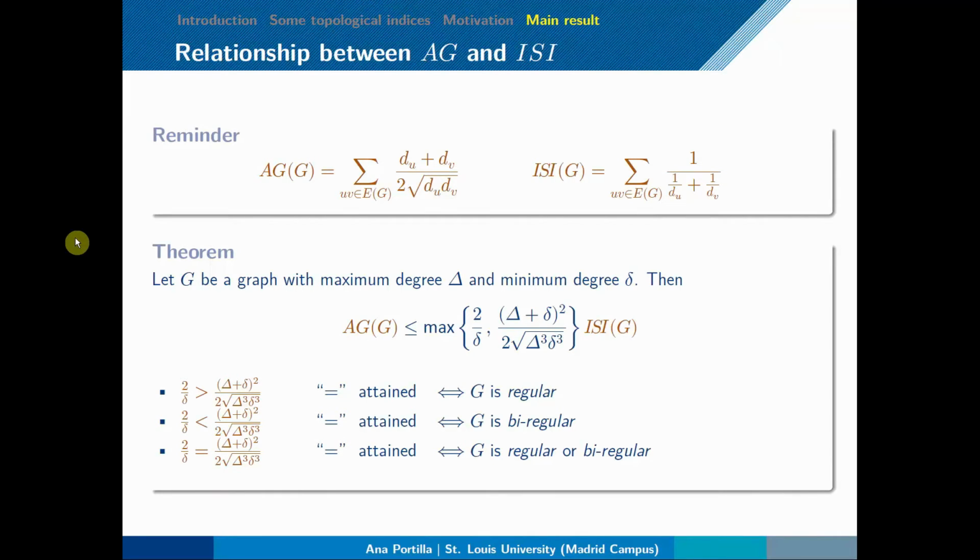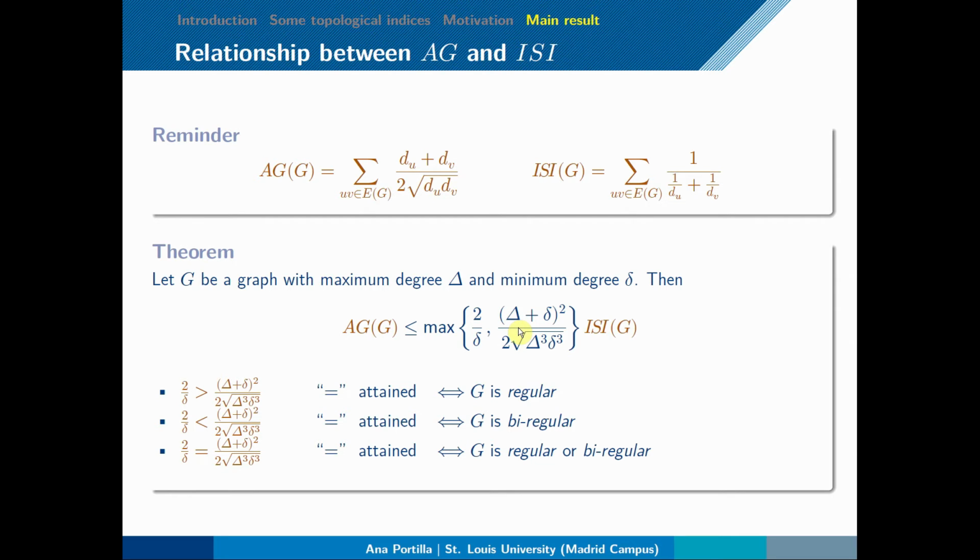Although the proof is quite technical, I'll give an informal outline of it. This result establishes a comparison between the arithmetic geometric index, recall that this is the definition, and the ISI index. The result says that the first one is always upper bounded by a constant times the second, and the constant depends exclusively on two invariants of the graph, the smallest and the largest degrees of the graph. We will denote by little delta the smallest and by capital delta the largest.